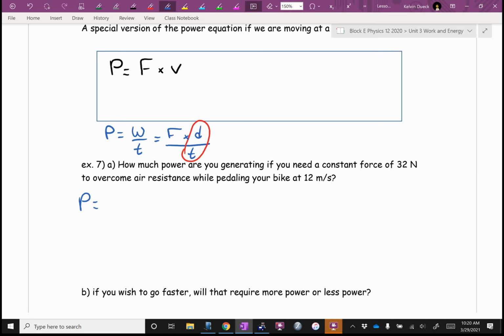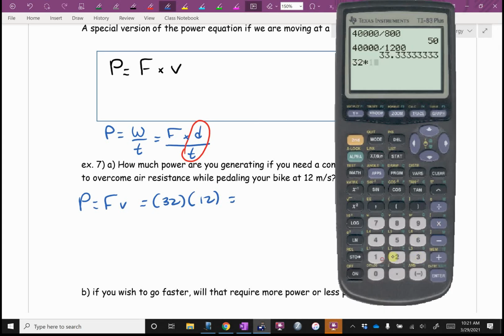Now I might say this might be a case for my special subcase version of power, force times speed. Did they give me a force? Yes. Did they give me a speed? Yes. Okay, so this is the checklist when I'm asked how much power. I first think work over time, but not always. In this case, it's going to be 32 times 12, 384. Power is measured in what? Watts.